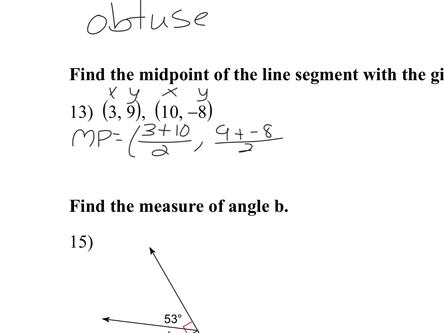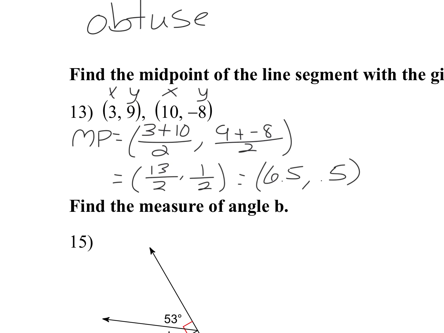Be careful with those negatives. And then remember to divide by 2. Now let's just simplify. What's 3 plus 10? 13 divided by 2. 9 plus a negative 8, 1 over 2. Now let's just simplify. What's 13 divided by 2? 6.5 and 0.5. Okay.